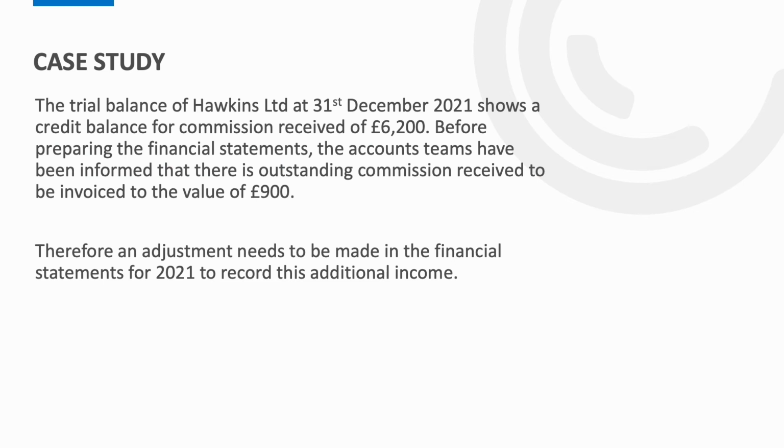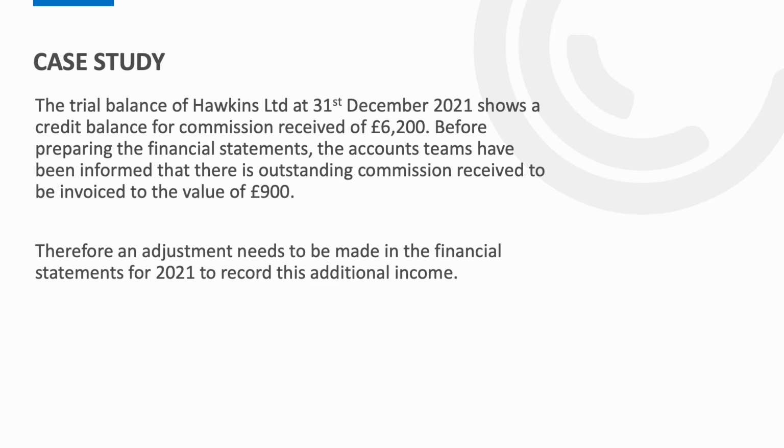Here we have our first case study. The trial balance of Hawkins Limited at the 31st of December 2021 shows a credit balance for the commission received of £6,200. Before preparing the financial statements, the accounts team have been informed that there is an outstanding commission received to be invoiced to the value of £900. Therefore, an adjustment needs to be made in the financial statements for 2021 to record this additional income.